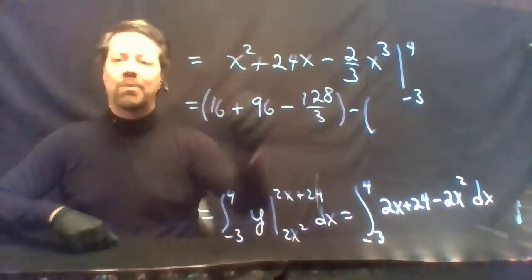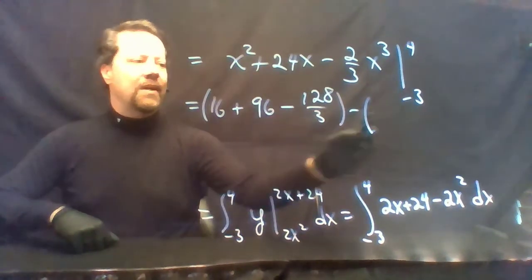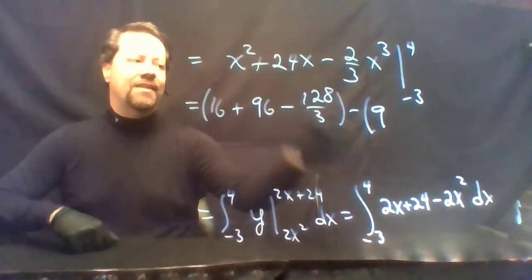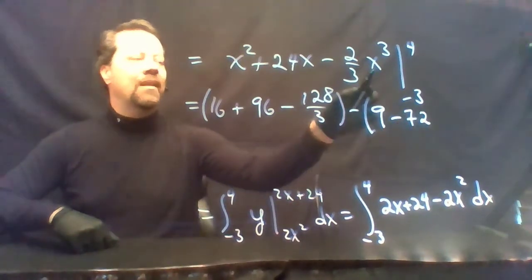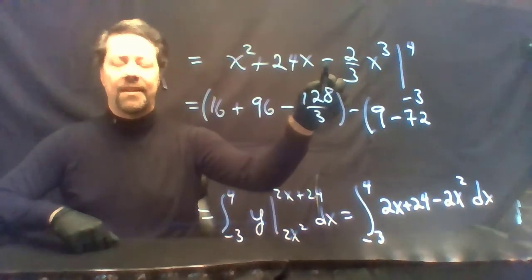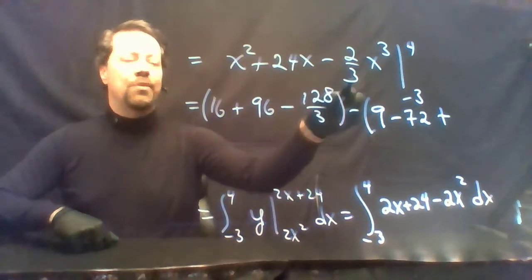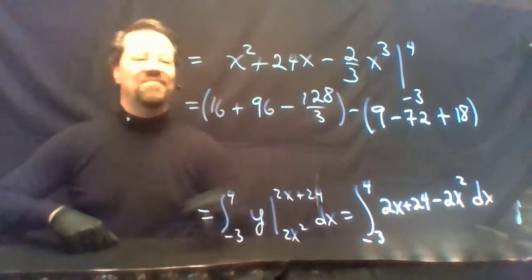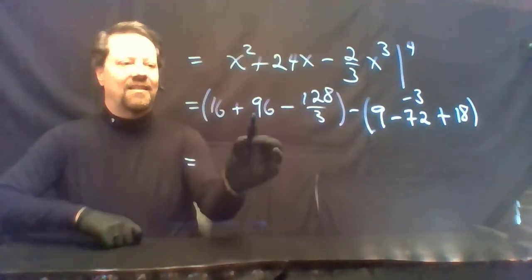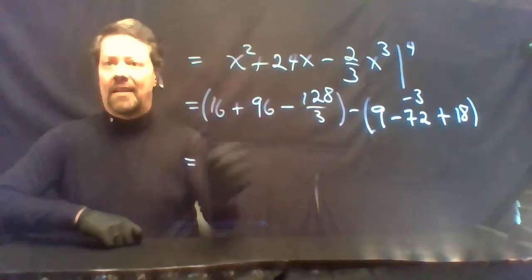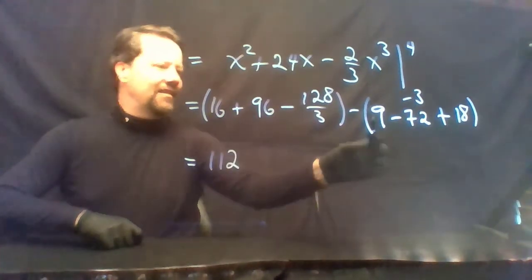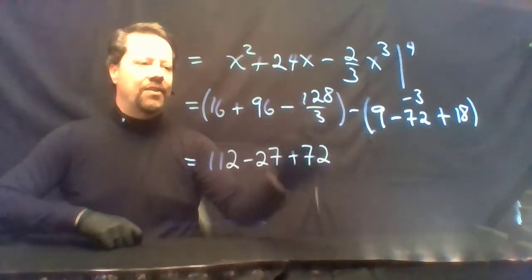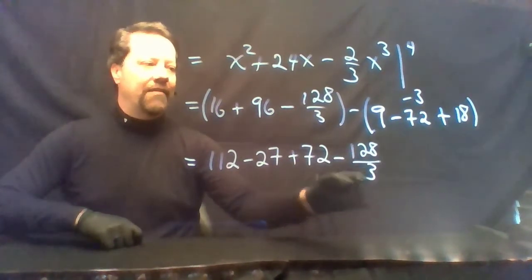Then you subtract what you get when you plug in the -3. -3 squared is +9. We're taking -3 times 24. 3 times 24 is 60 plus another 12 is 72. That's minus 72. Negative cubed is still negative, times another negative is positive. 3 cubed divided by 3 is 3 squared, or 9 times 2 is 18. Now, 16 plus 96 is what, 112? 9 and 18, we have minus 27, minus minus is plus 72, and then minus 128 thirds.